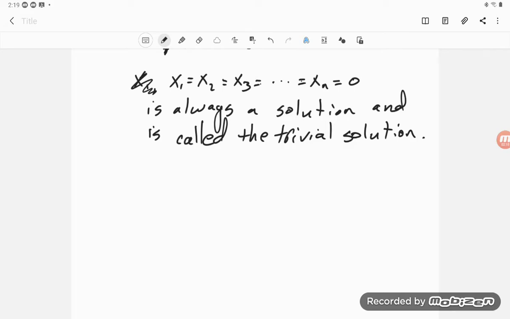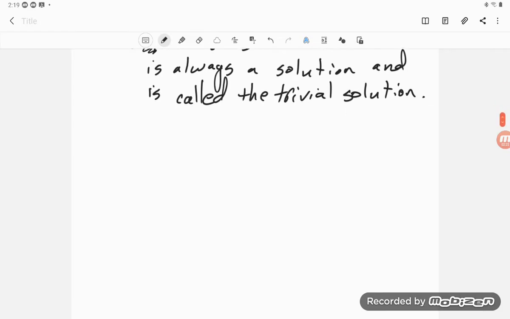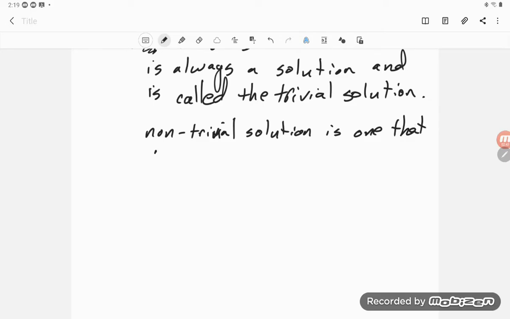And then really all they do in this section that's any different is talk about non-trivial solutions. So, a non-trivial solution is one that has at least one non-zero element.